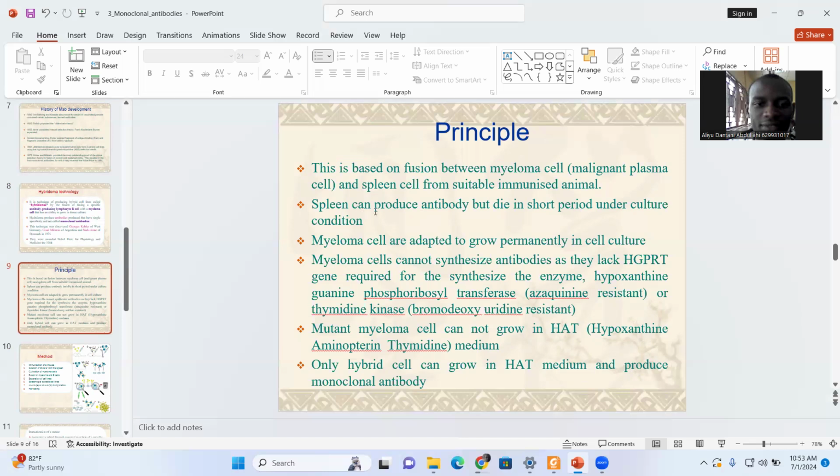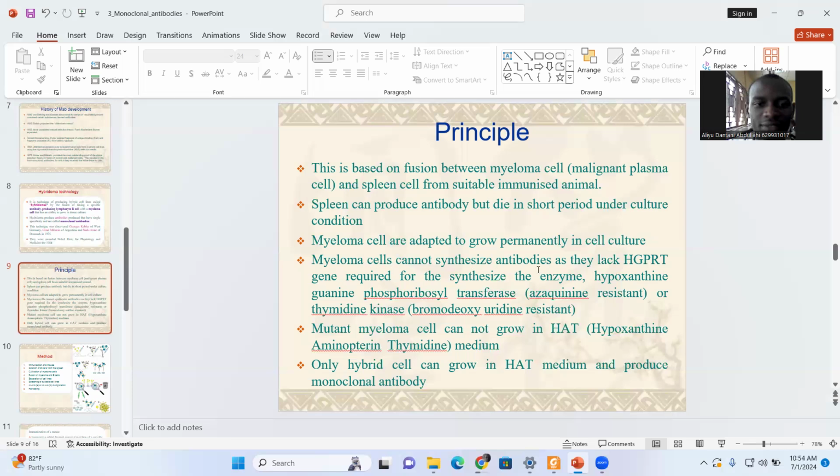Okay. Spleen cells can produce antibody but die in a short period under culture condition because the spleen cell is not a cancer cell. So of course it has a lifespan, right? It's going to die at some point. But by fusing with a cancer cell, so myeloma cells are adapted to grow permanently in culture because they're cancer cells, immortalized, they keep proliferating. So in this case, you have a use for a cancer cell.